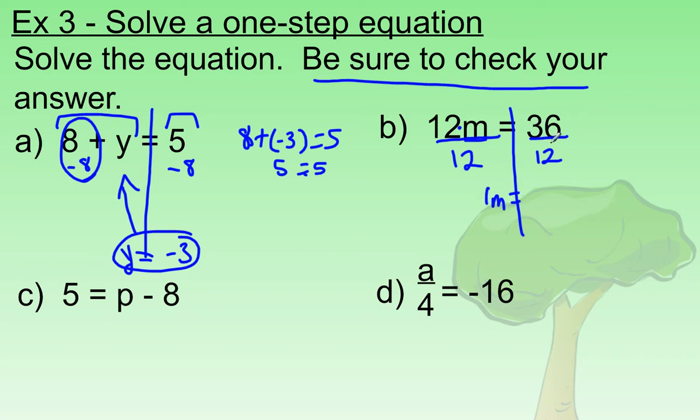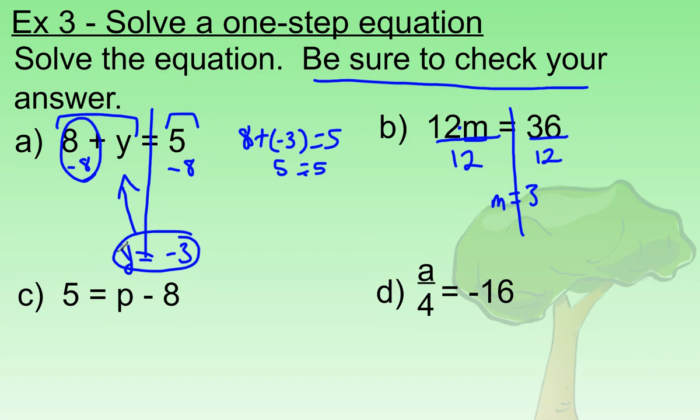And we could say 36 divided by 12 is 3. But having a 1 in front of the variable doesn't change anything. I mean, this 1m equals 3. Well, over here, I have 1y equals negative 3. So having a 1 in front of the variable is allowed. And it's actually kind of not even needed. I'm fine if I just go like this and go boom, no more 1.